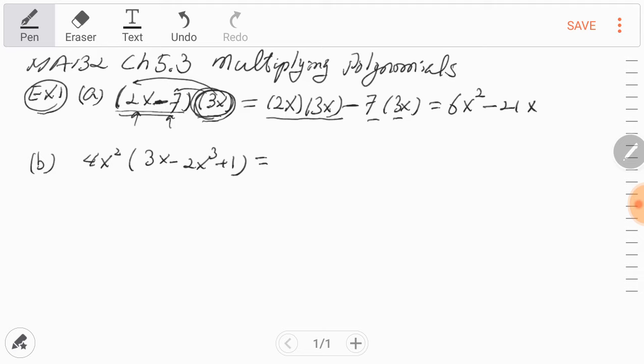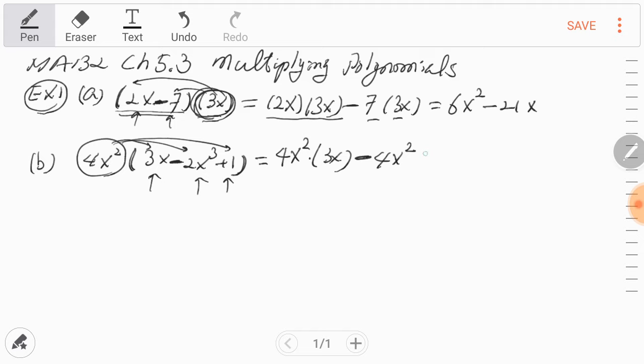Okay, the next one: now there are three terms inside the parentheses. So I will multiply all three by 4x squared using the distributive property. So multiply 4x squared by 3x, minus, and then 4x squared times 2x cubed, plus 4x squared times 1.